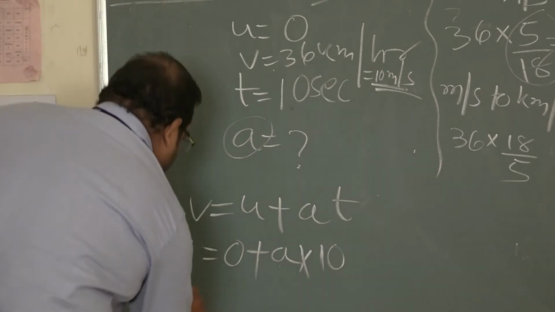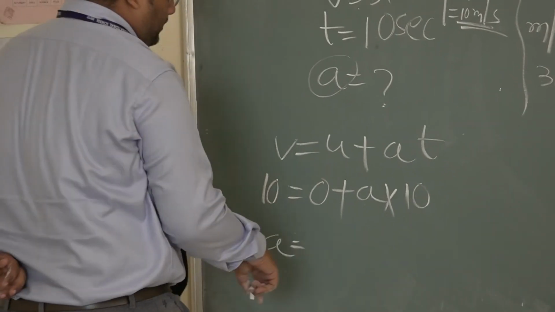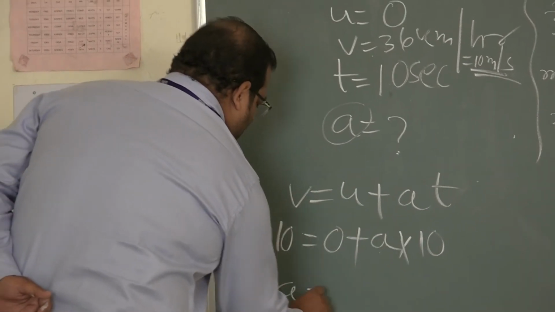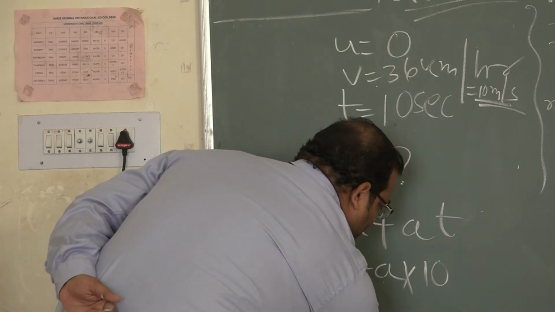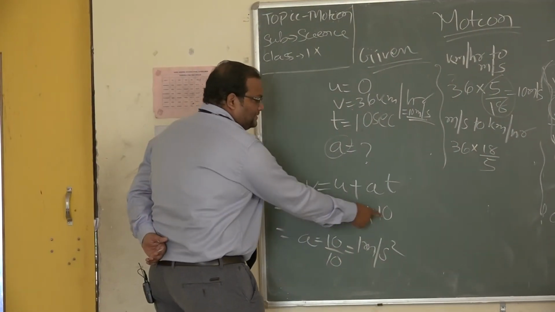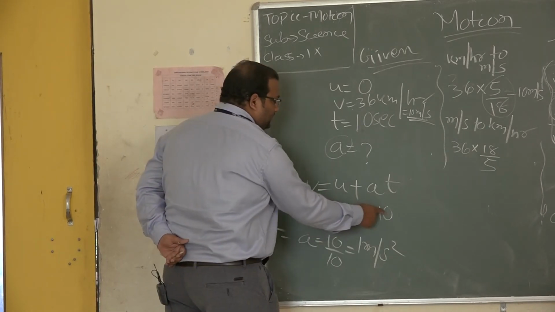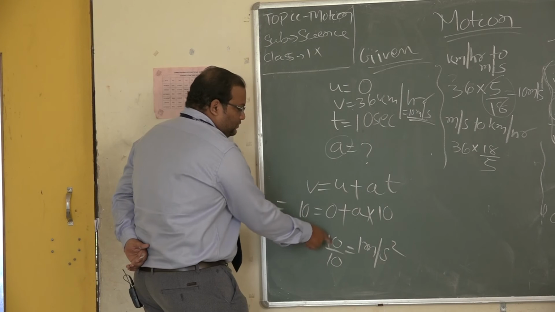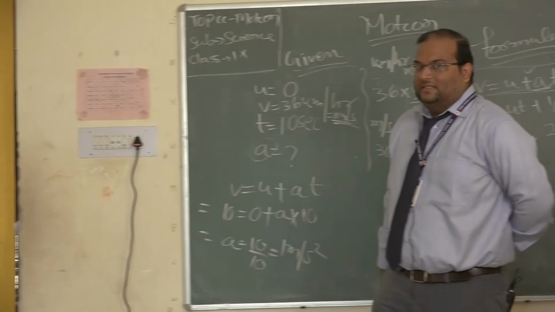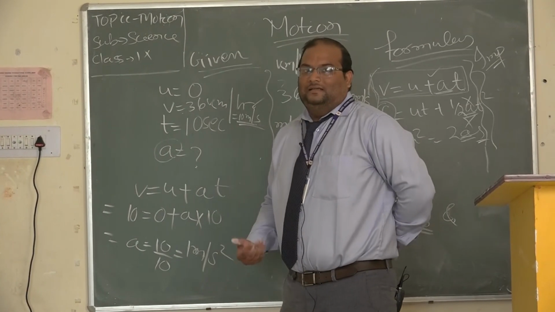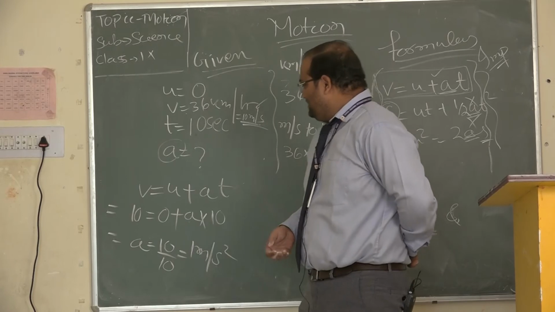So what will be the answer? 10 is equal to 0 plus 10 multiplied by a, which is 10a. So 10 will come this side, and a is equal to 10 by 10, which is 1 meter per second square. Why meter per second square? Because the SI unit of acceleration is meter per second square. Is the concept clear? Are you getting me? I hope you are getting me.